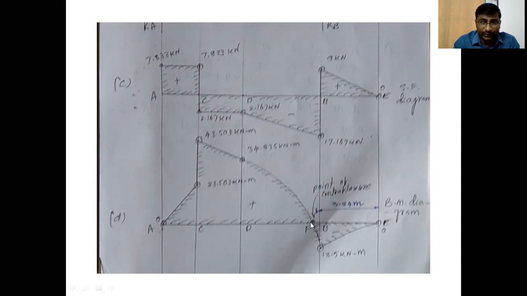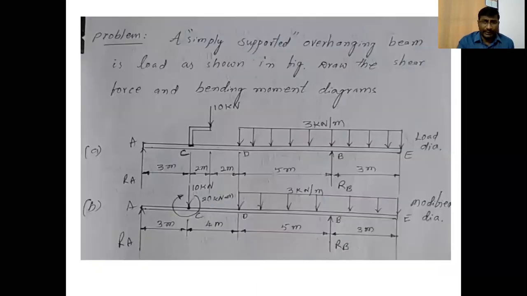So at what distance does this point of contraflexure occur? It is 3.24 meters, no? How do we get this 3.24 meters? That is where the bending moment is 0. If we want to get the bending moment 0, we have to write the equation for bending moment at section XX.